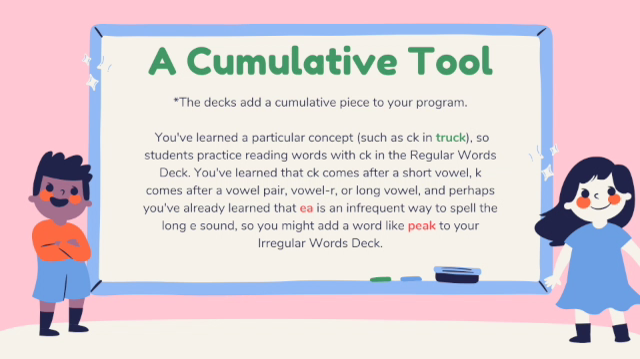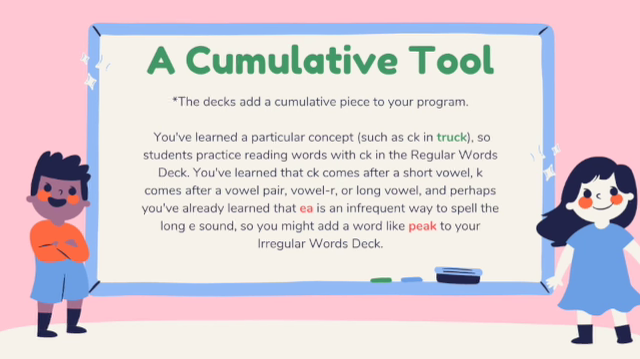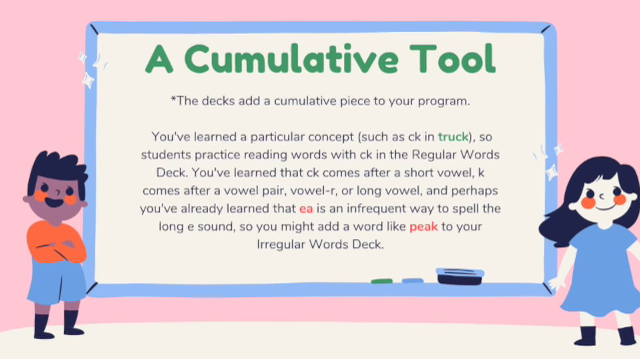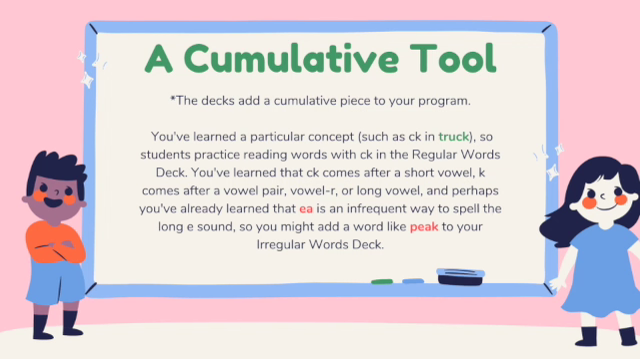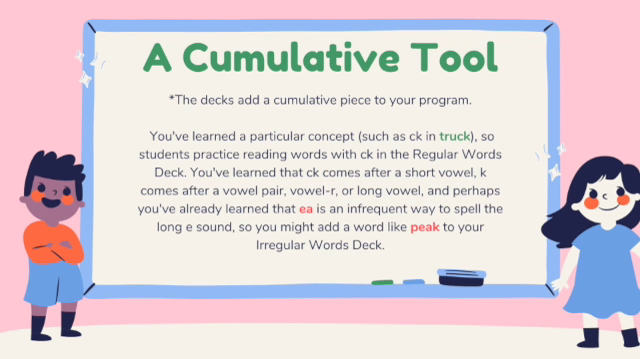So let's talk about how using the decks is a cumulative tool. So it's adding a cumulative piece to your program. These are things that the students have learned. So if you're talking about that regular deck, whatever color you might choose to use, I use green. And these are concepts they've learned. These are regular, frequent ways to spell a particular sound. So, for example, CK in truck, the K. Okay, that's a regular way to spell K at the end of a word after a short vowel, CK.